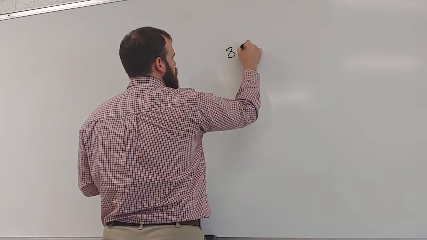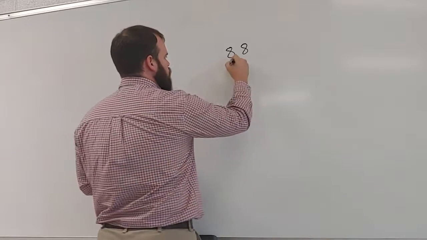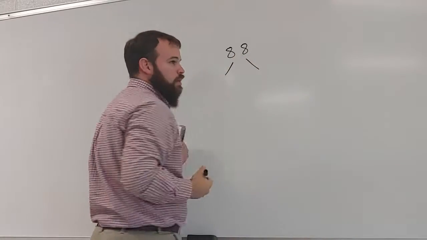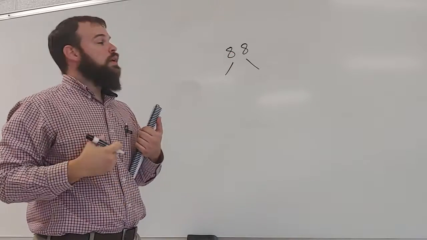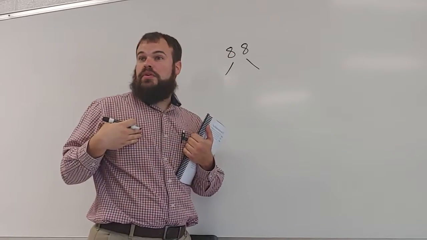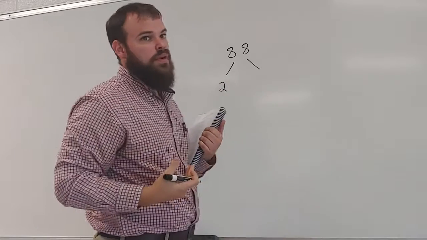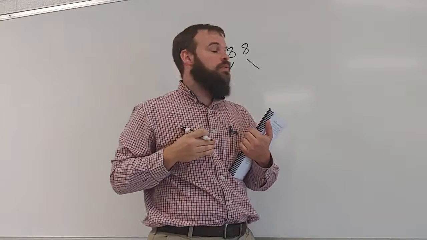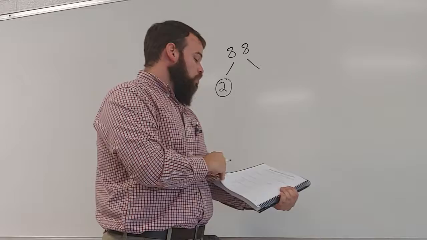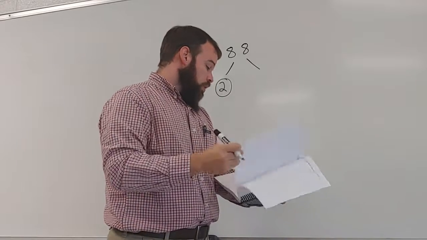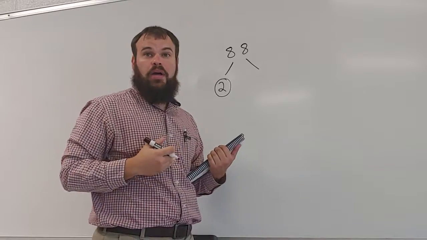So we're going to start with 88. If you remember our factor tree, we're trying to find numbers or factors that multiply together to give us 88. 88 is an even number, so the first one I'm going to go to is 2. All of your even numbers can be multiplied by 2. I'm going to circle that because it's a prime number. Remember in your notes that you took on page 14 and 15, we're circling our prime numbers.